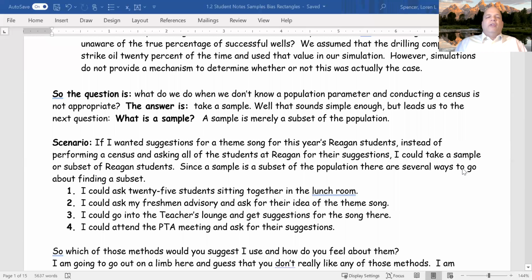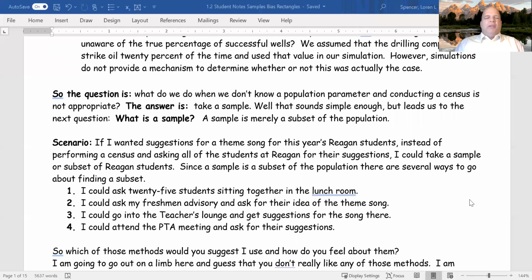So let's consider this question. If I wanted suggestions for a theme song for this year's Reagan students, and instead of performing a census and asking all of the students at Reagan, which might be very difficult to do, for their suggestions, I could take a sample or a subset of Reagan students. So since a sample is a subset of the population, there are several ways I can go about finding that subset. I could ask 25 students sitting together in a lunchroom, or I could ask the freshman advisory.